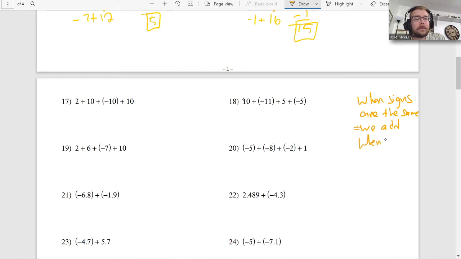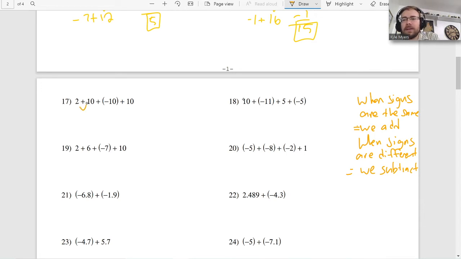When signs are different, then we subtract. When signs are the same, we add. When signs are different, we subtract. That's another way to think about it. It's basically the smiley faces, but without writing out the smiley faces. So when the signs are the same, we add.